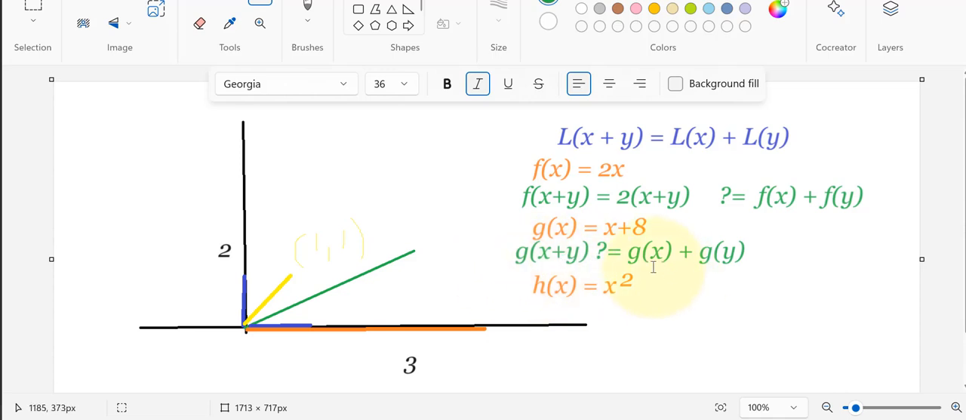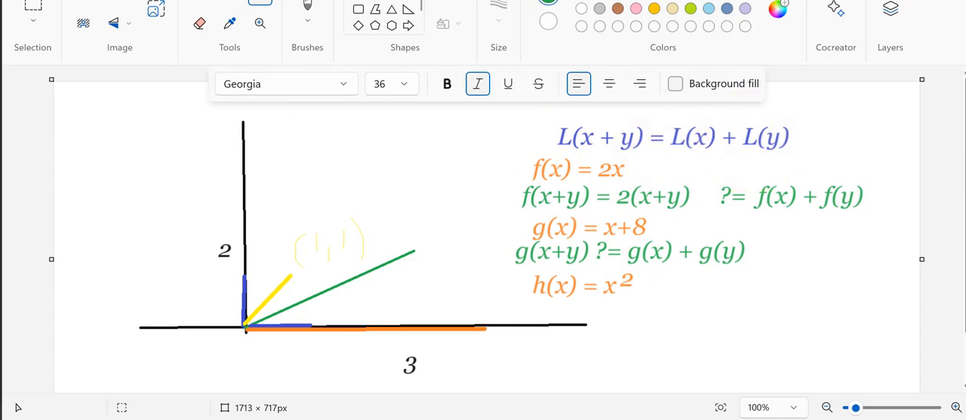Now what happens if we do this? We get x plus 8. And what happens if we do this? We get y plus 8. So if we combine them, we get x plus y plus not 8 but 16. So on this side we got x plus y plus 8, and on this side we get x plus y plus 16. Those are obviously not equal. So this function does not satisfy this condition.